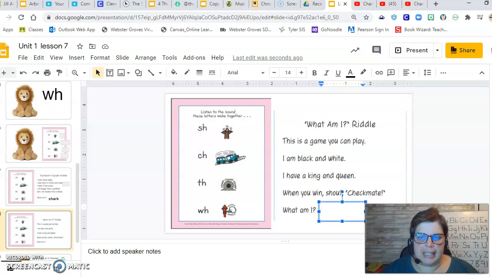All right, what is it? A game you can play. I am black and white. I have a king and queen. When you win, shout checkmate. What am I? Do you know the game? It's chess. So let's stretch that out and write it together.